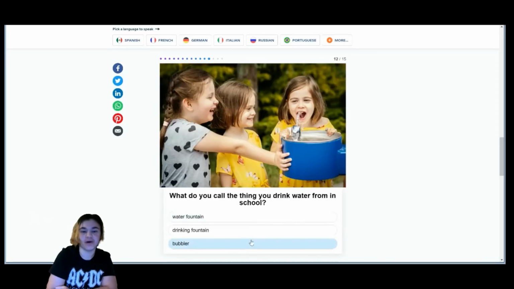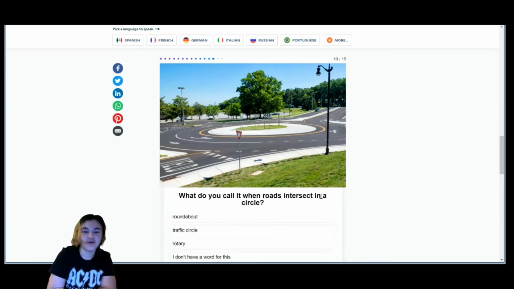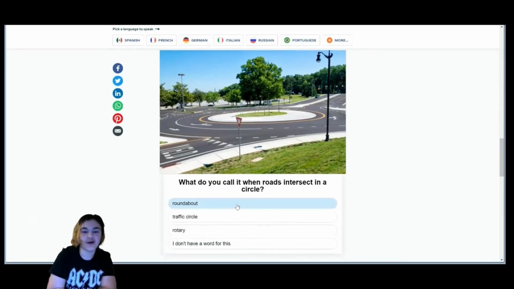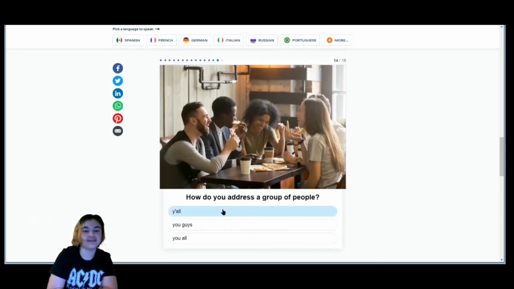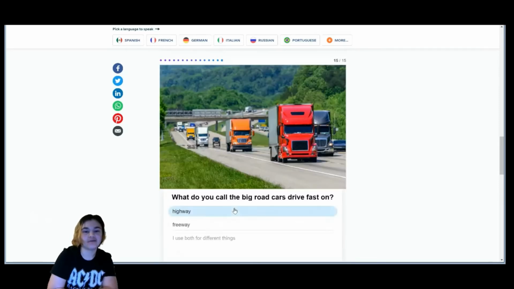Okay, so this is a bubbler. This is a bubbler. Excuse you. Roundabout. I also call it a rotary, as previously stated, but I'll say roundabout for this. How do you address a group of people? I say y'all. Howdy, y'all. I say howdy, too.